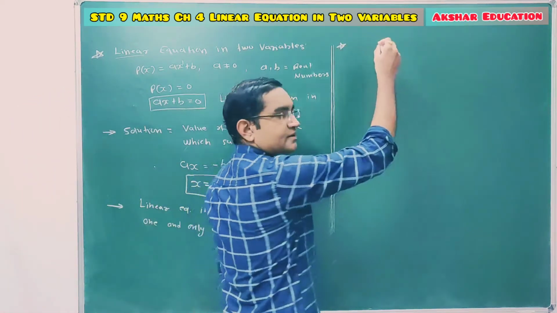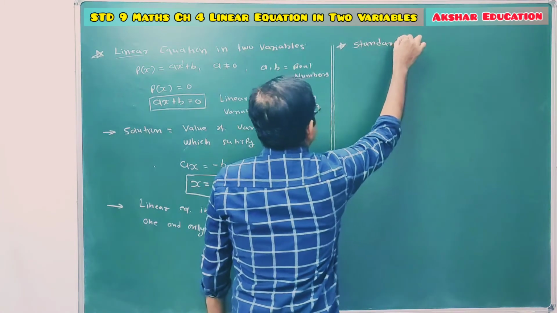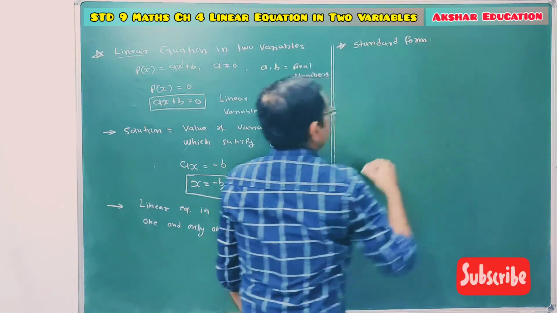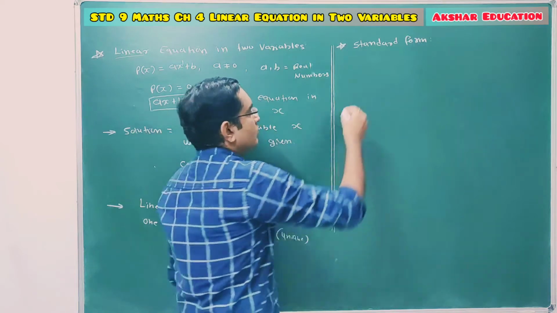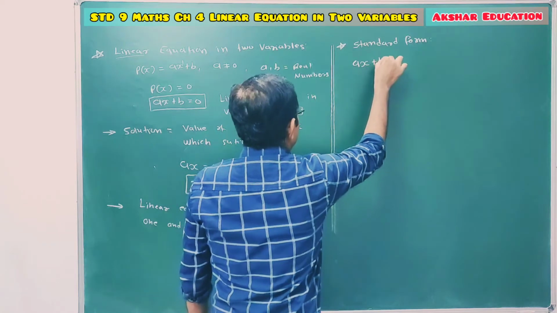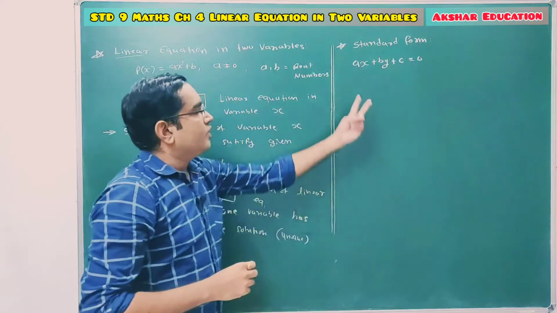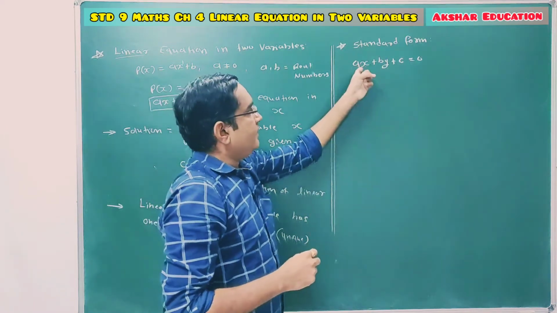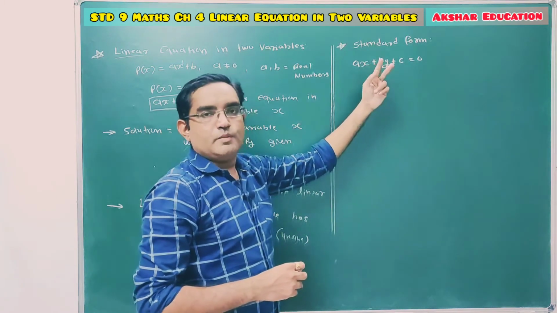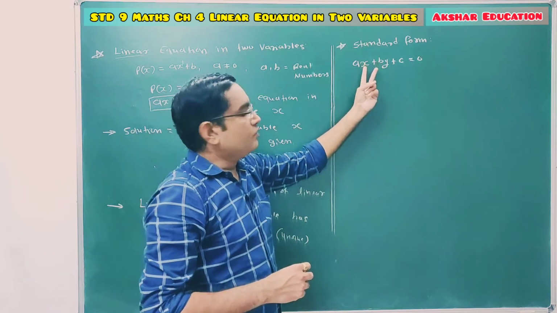Now the general form, or we can say standard form, of linear equation in two variables. So here you are considering two variables x and y. So it's ax plus by plus c equal to 0. Here two variables are there, x and y, and a, b, c are real numbers, and the value of a and b must not be 0 simultaneously.